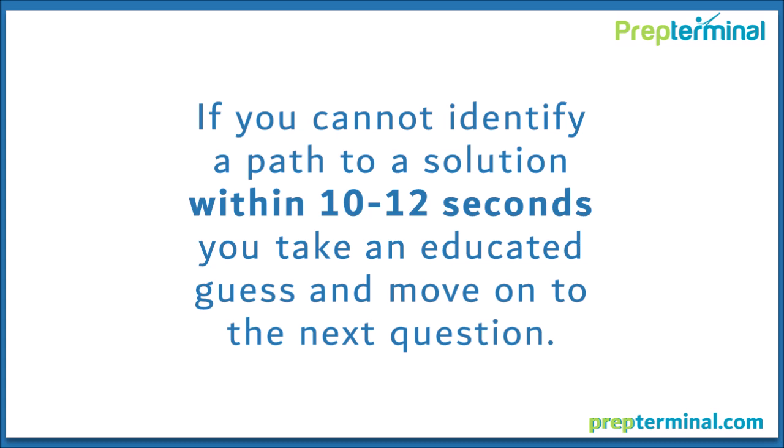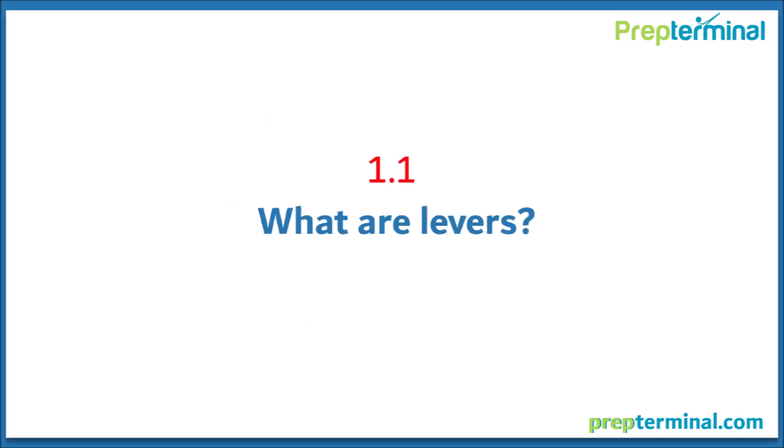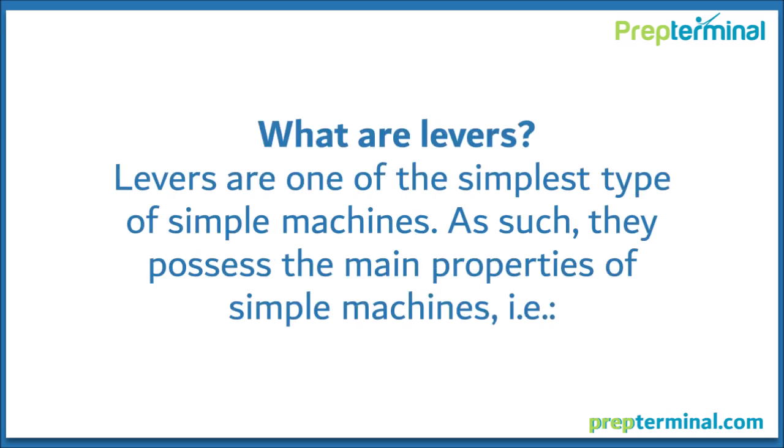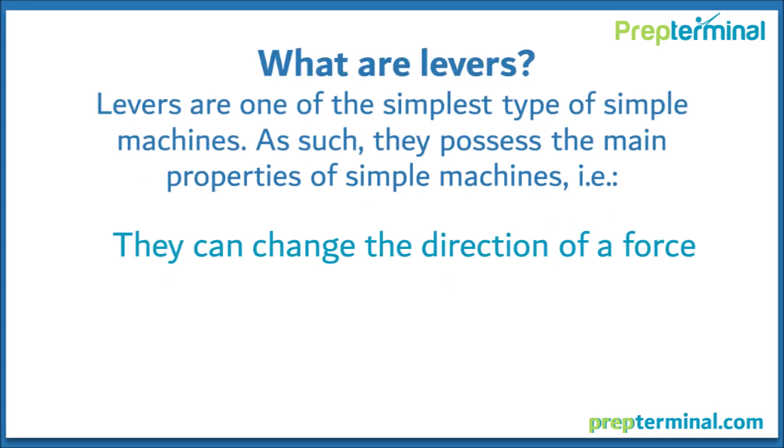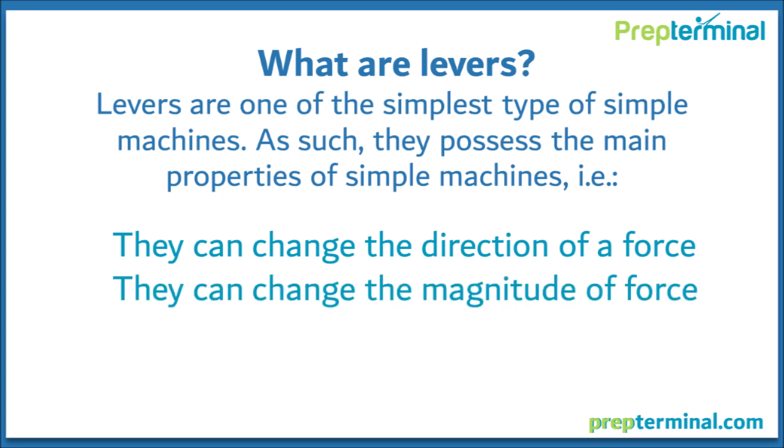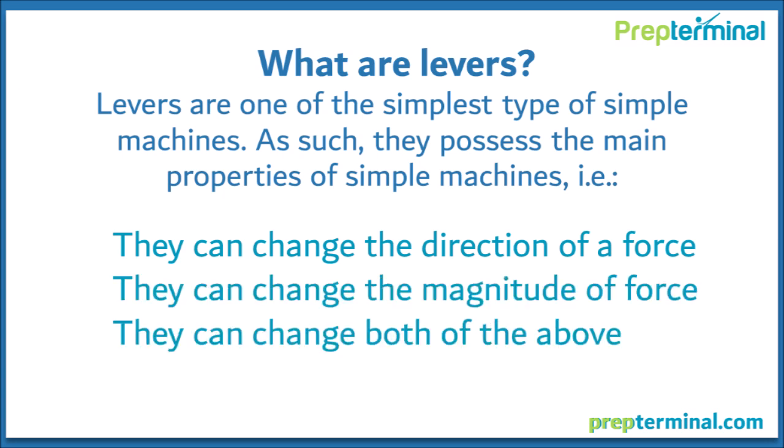First, let's have a quick view on levers before entering into details, which will be discussed when the types of levers are explained. 1.1. What are levers? Levers are one of the simplest types of simple machines. As such, they possess the main properties of simple machines, i.e., they can change the direction of a force, they can change the magnitude of force, and they can change both of the above.